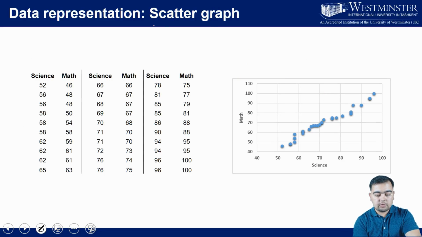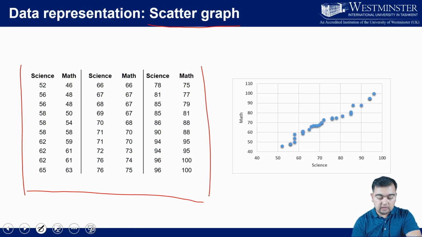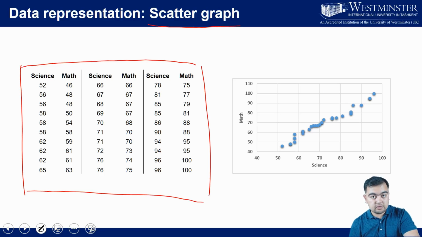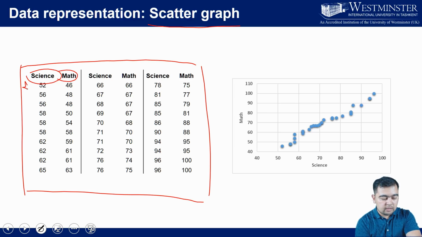Or we have a so-called scatter graph. Here, as an example, I took the grades of 30 students from two different modules. One module is science, the other module is math. As you see here, the first student, for example, received a 52 mark in science and 46 in math. The second student got 56 and 48. The third student got 56 and 48 again. The fourth one 58 and 50, and so on, respectively.